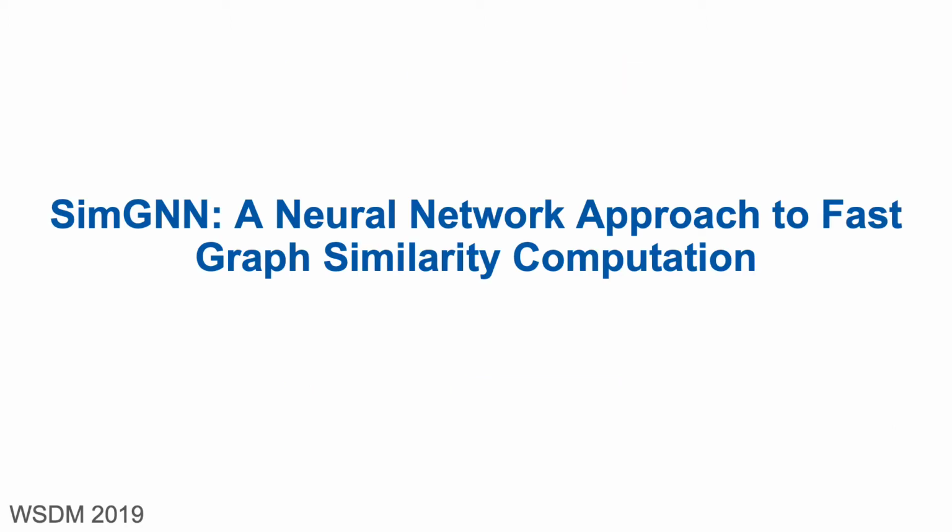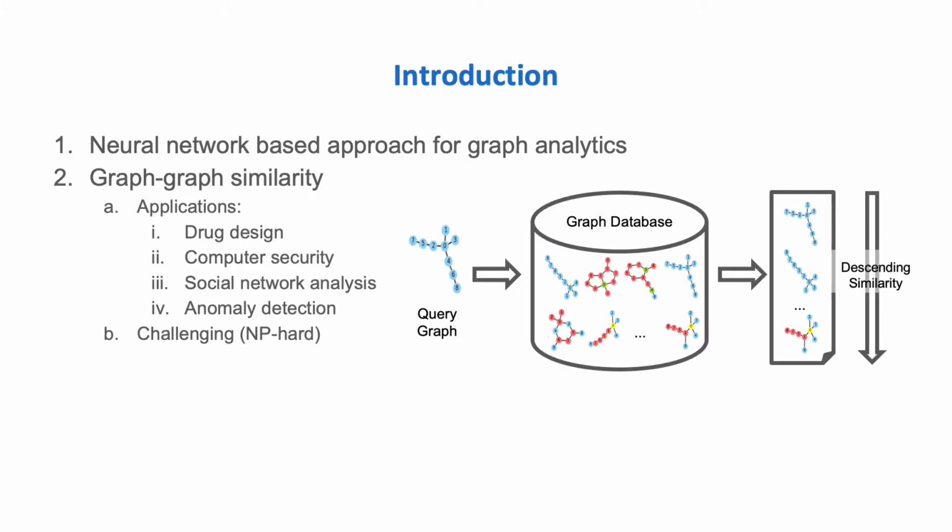The first project I will talk about is called SimGNN, which is a neural network approach to fast graph similarity computation. As I mentioned previously, we have a query graph, and we are giving a graph database. We want to find out which graphs in the graph databases actually have high similarity to the query graph. And the output will order all the graphs in descending order of their similarities, which means the most similar ones come first. This is a very challenging problem, as the absolute exact solution requires NP-hard complexity.